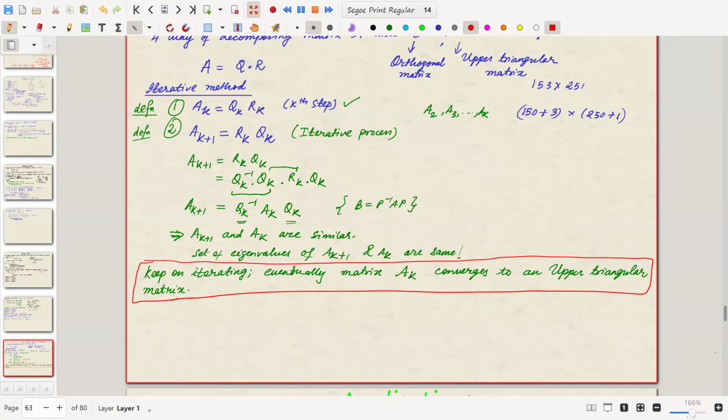How will it look like? How does an upper triangular matrix look like? Can you tell me? A_k, which is like R_k into Q_k for you, will be an upper triangular matrix. So can you give me how it looks? I'll write it. Maybe it has n number of steps, and these will be some numbers, and so on. But others will be 0.